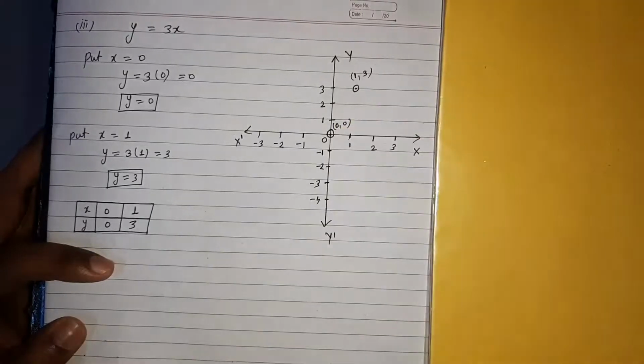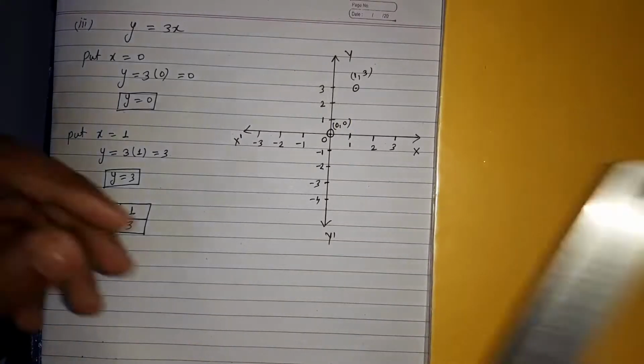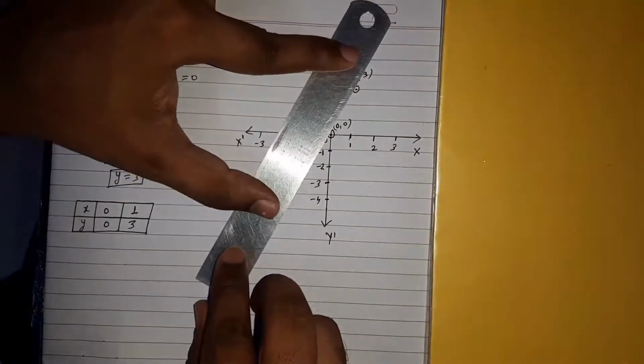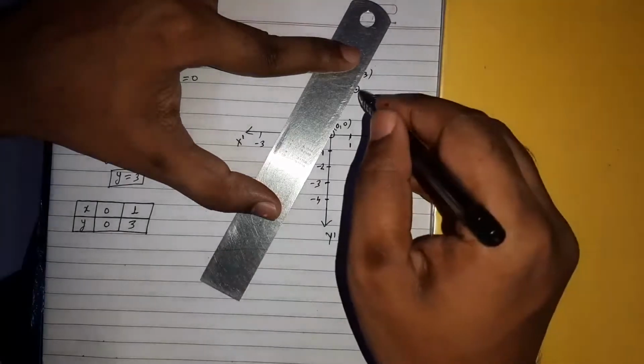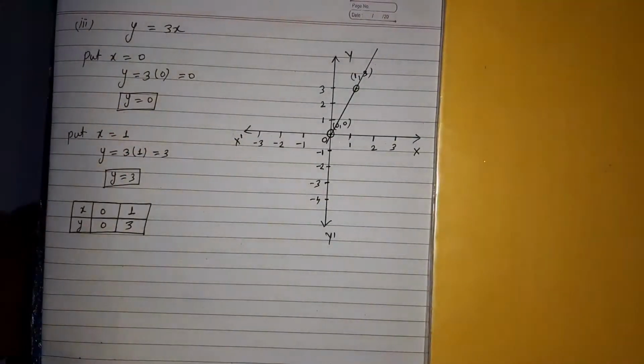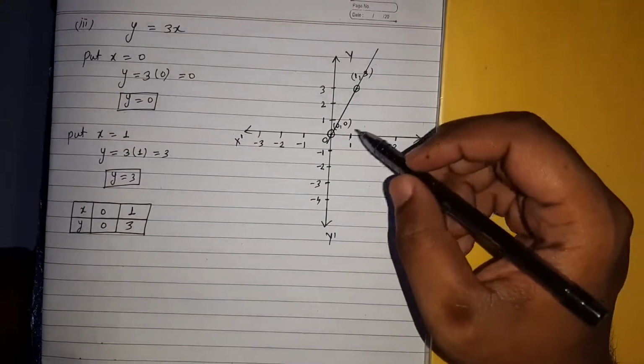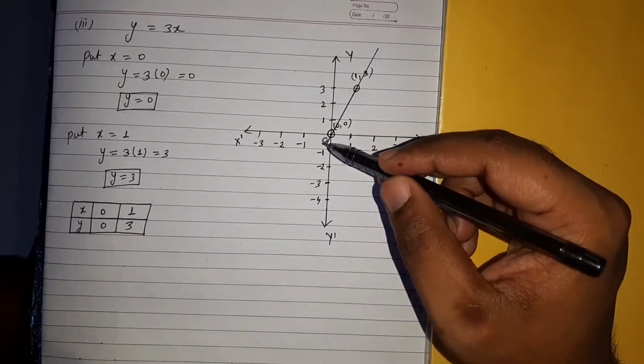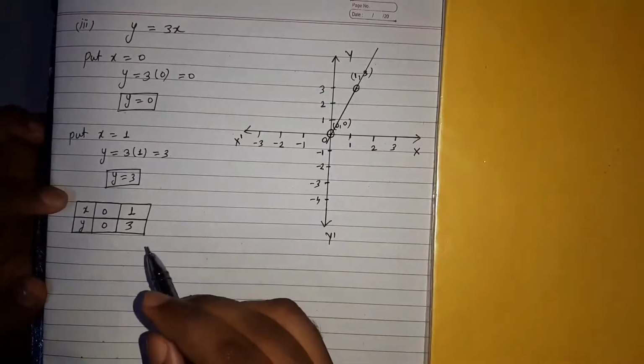Now we will join these 2 points. So it will be like this. So now you can see we have got a straight line of this equation. So I think this is clear to all of you.